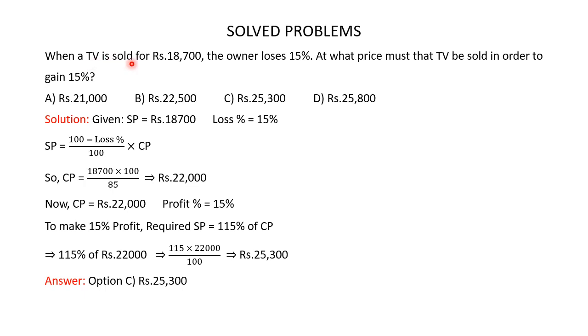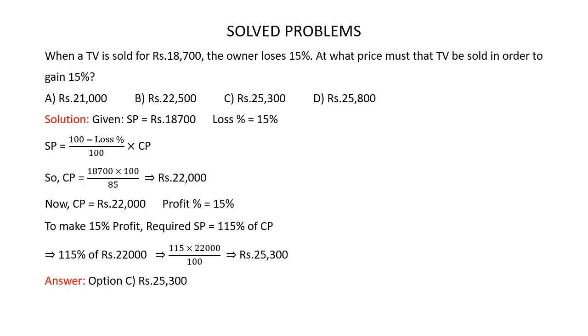Now it's given that if the TV is sold at rupees 18,700, there is a loss of 15%. So selling price is rupees 18,700, loss percent is 15%. We know that selling price is equal to 100 minus loss percent divided by 100 multiplied by cost price. Now substituting the values of selling price and loss percent in this formula, we can easily calculate the cost price of the TV. So cost price is equal to 18,700 multiplied by 100 divided by 100 minus 15, which is 85. On solving this, we get cost price of the TV as rupees 22,000.